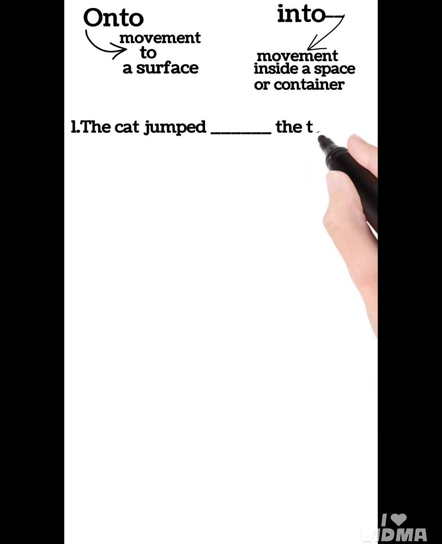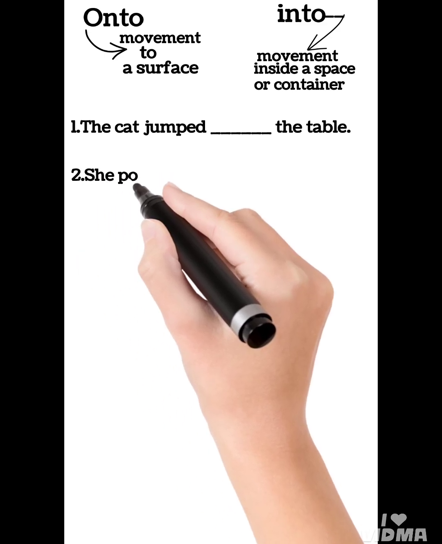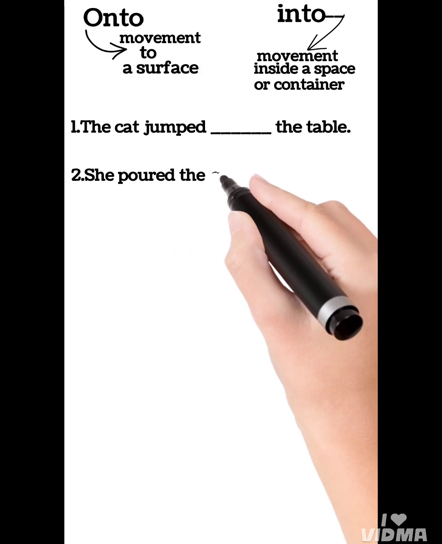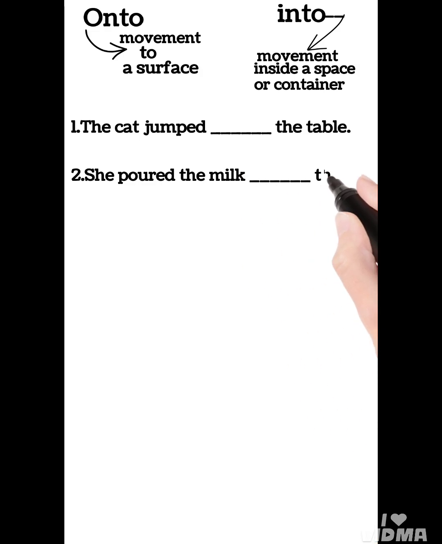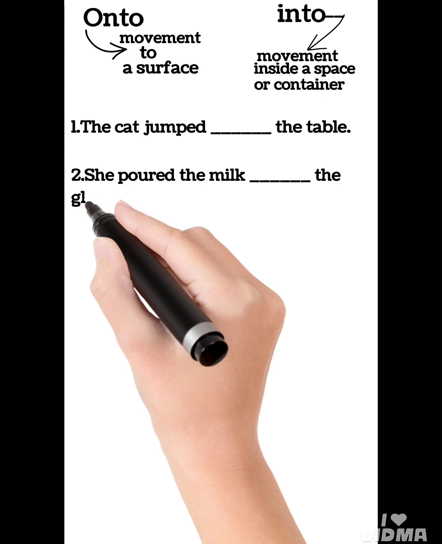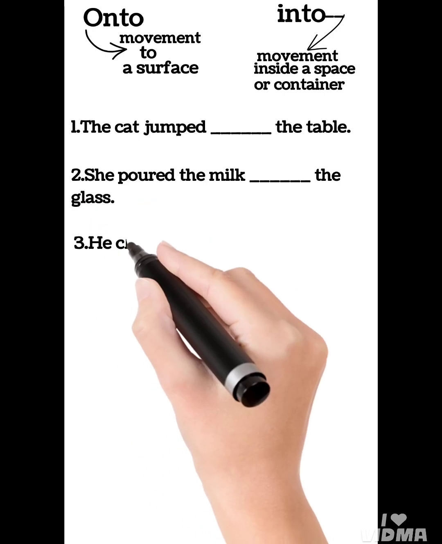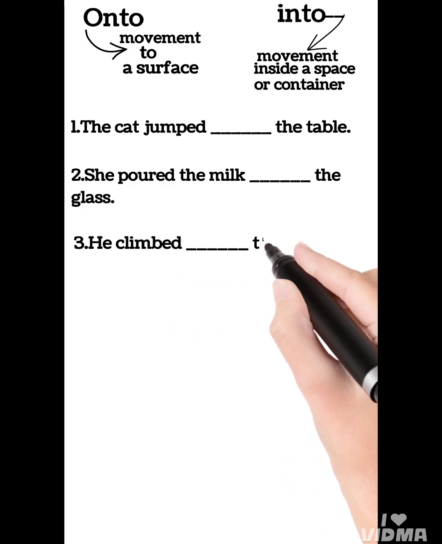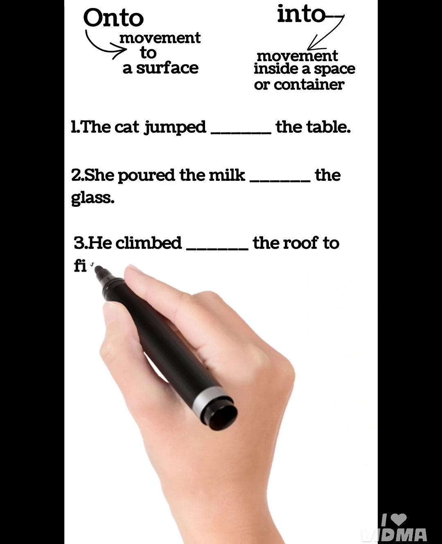Onto, the surface rule. Think of onto as touching the top of something flat or open. The most important word is surface. A surface is flat, like a table, a piece of paper, or the ground. You can't go inside a surface. You can only stand on it. Onto means you are moving and then landing or placing something on top of that surface.